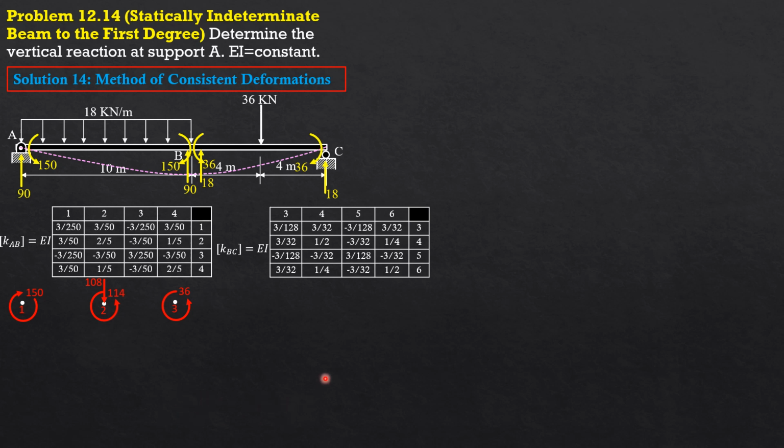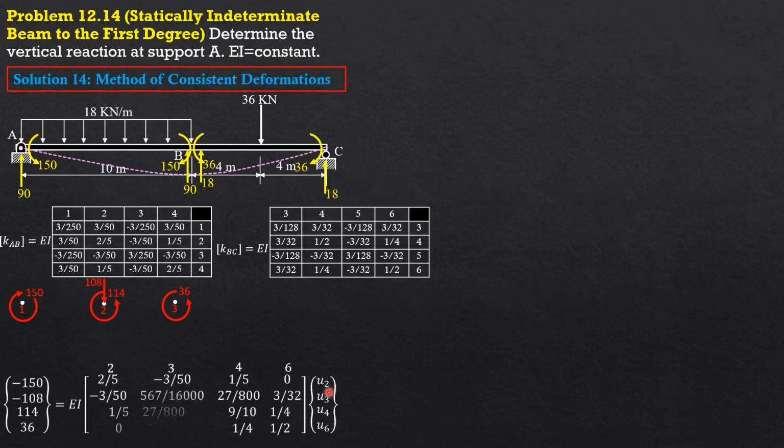And then we can now compute U2, U3, U4, U6 by your calculator, because the calculator is capable of solving 4 simultaneous equations. U2, U3, U4, U6 is the product of the inverse of this structural stiffness matrix times these global forces. So using the calculator, we find U2, U3, U4, U6 equal to these values. Then delta B is U3, and it is negative 50,320 over 3 EI.